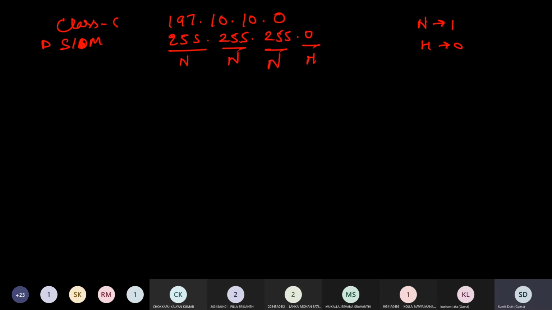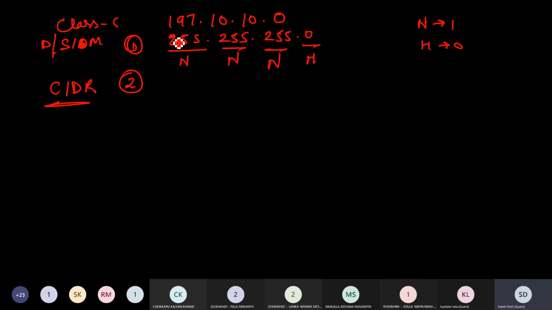Right? Okay. Now I'm going to tell you another method to express the default subnet mask. This method is known as CIDR value. So CIDR stands for classless inter-domain routing. So this is one method to express the default subnet mask or the subnet mask.